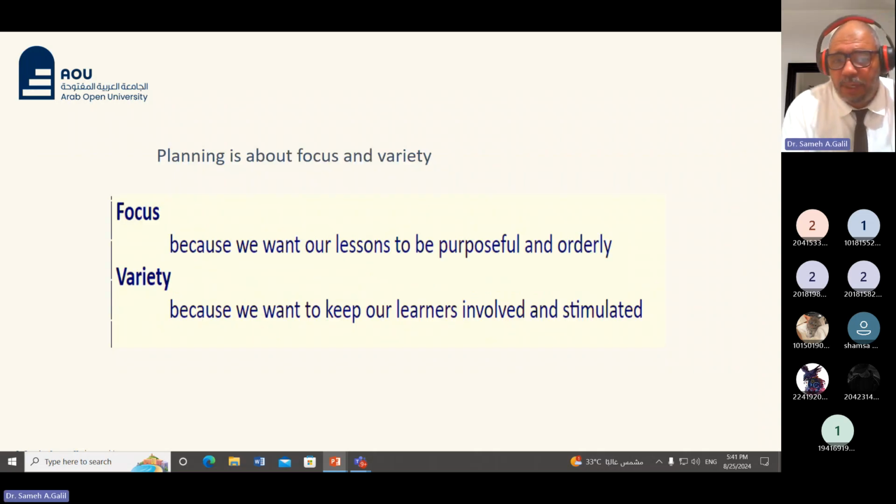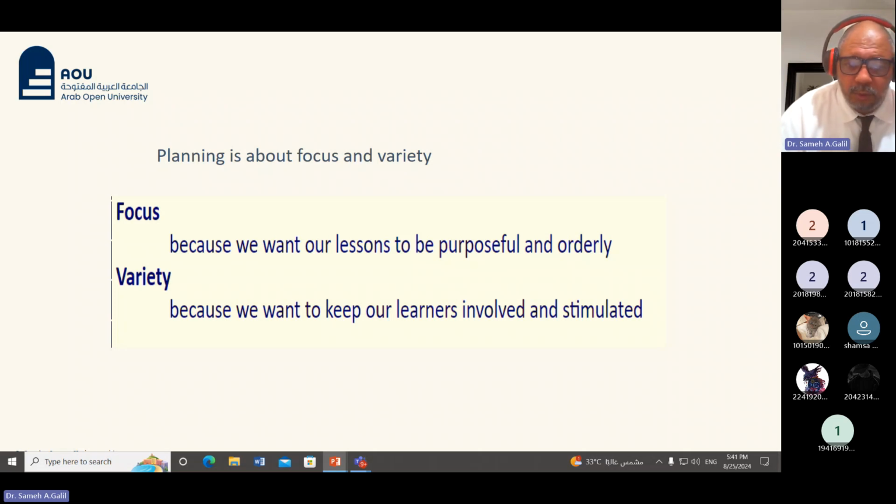So planning is also about focus and variety. Focus and variety. Focus because we want our lessons to be purposeful and orderly. If you have a focus, it means you know what you are in the class for. You know why this lesson is given. It has a purpose and it has a meaning. Okay, if you have focus, it means that you're orderly. You're doing stuff in an organized way so that you can reach your goal or your aim.